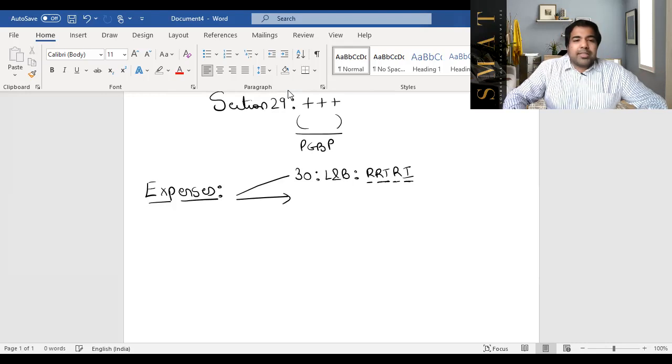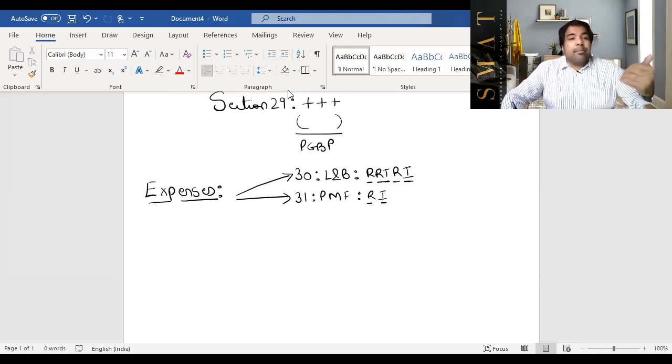Next, guys, keeping in line the same theme of expenses, section 31 talks about plant, machinery, and furniture. Every business has certain plant, machinery, and furniture. Any repair and insurance, not RRTRI, only RI on that will be debited to P&L. Again, guys, please understand section 31 is only for revenue expenditure, and if it's for personal purposes, for example, the car repairs, that will come here, plant and machinery.